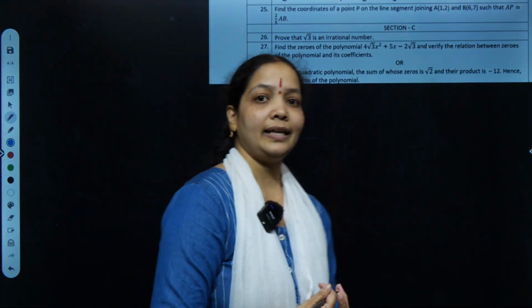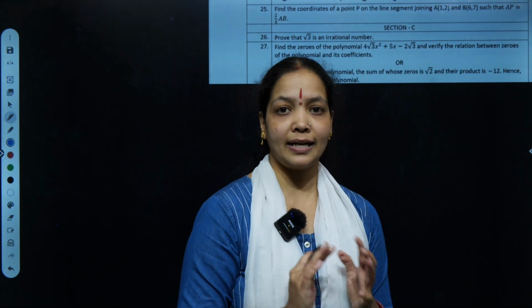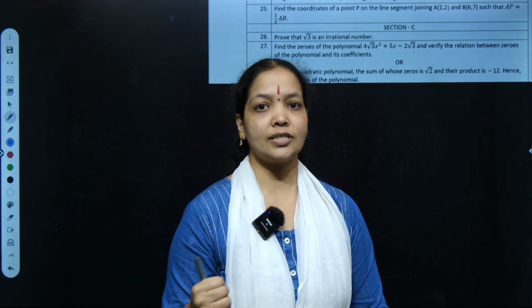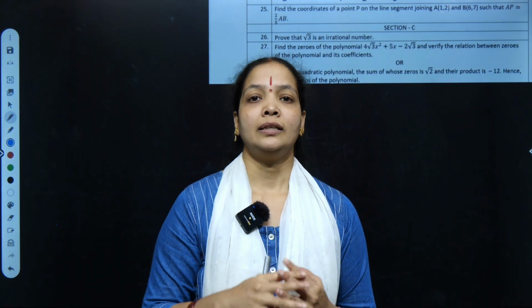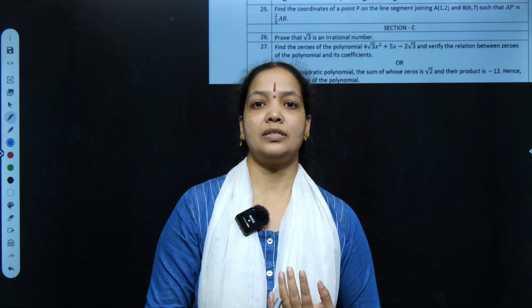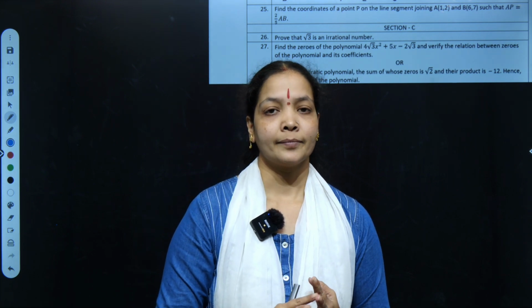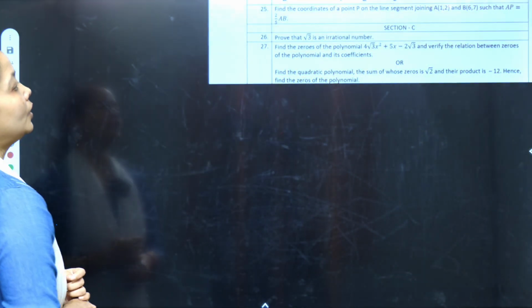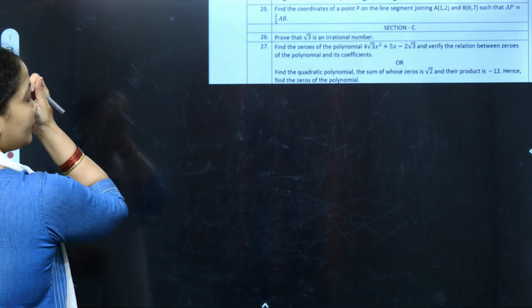As we all know, proving irrational is a random question. One in each paper is surely going to come. It can be proving root 3 as irrational, root 2 as irrational, 3 plus root 5 as irrational, or root 3 plus root 7 as irrational, like that. In this question paper, we are asked to prove root 3 as irrational.